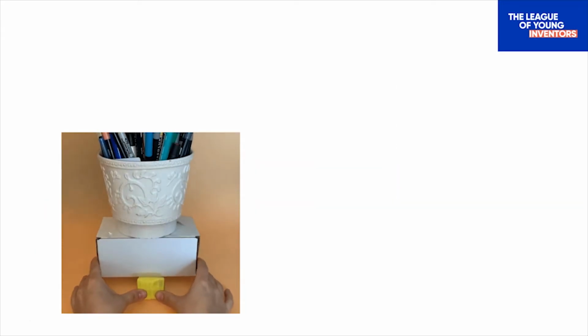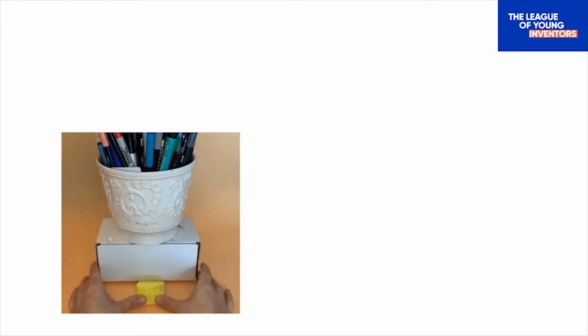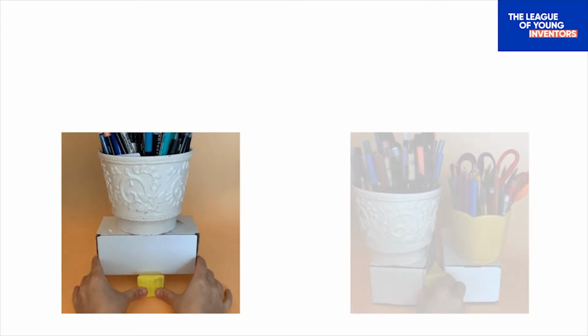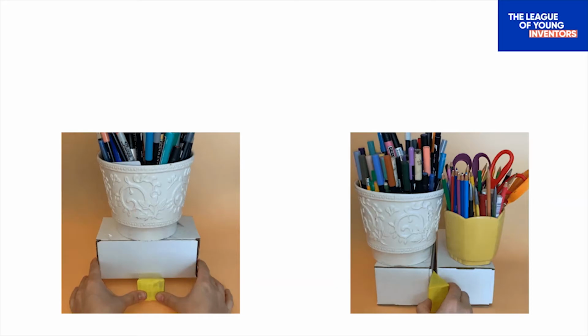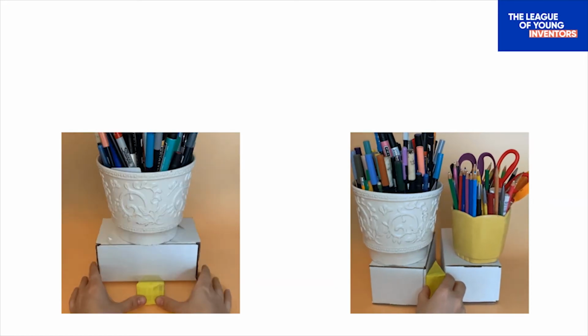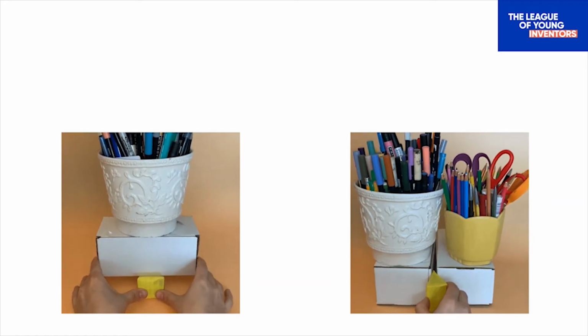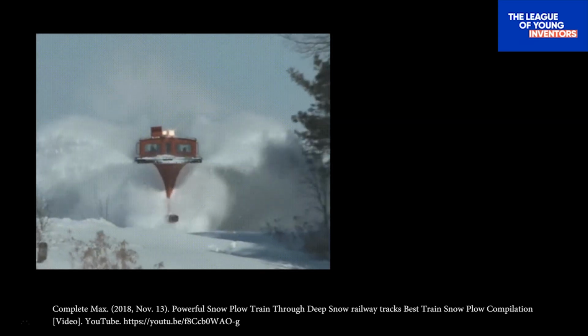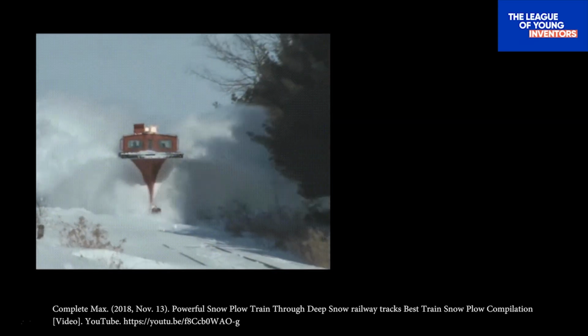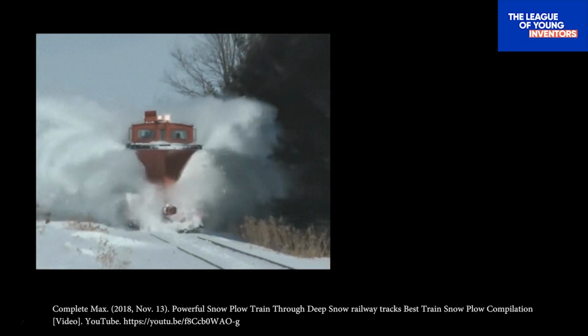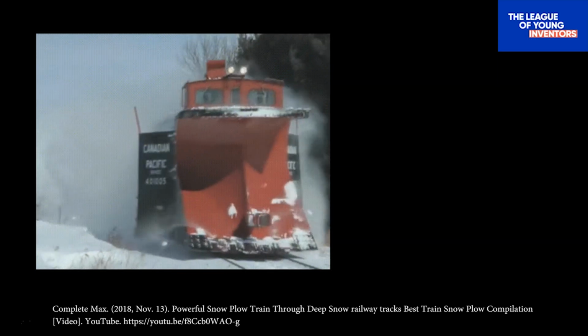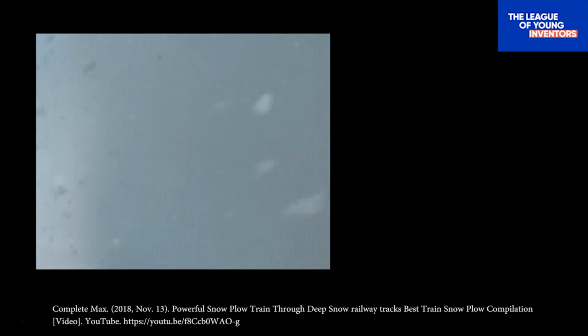Here on the left, you can see a wedge easily lifting a box with a heavy pot of pens on top of it. And on the right, you can see the same wedge making the work of pushing two heavy boxes apart much easier. Wedges are really great at pushing things out of the way, like this plow train. Look at the snow fly off its sides. The wedge shape cuts through even really deep snow.